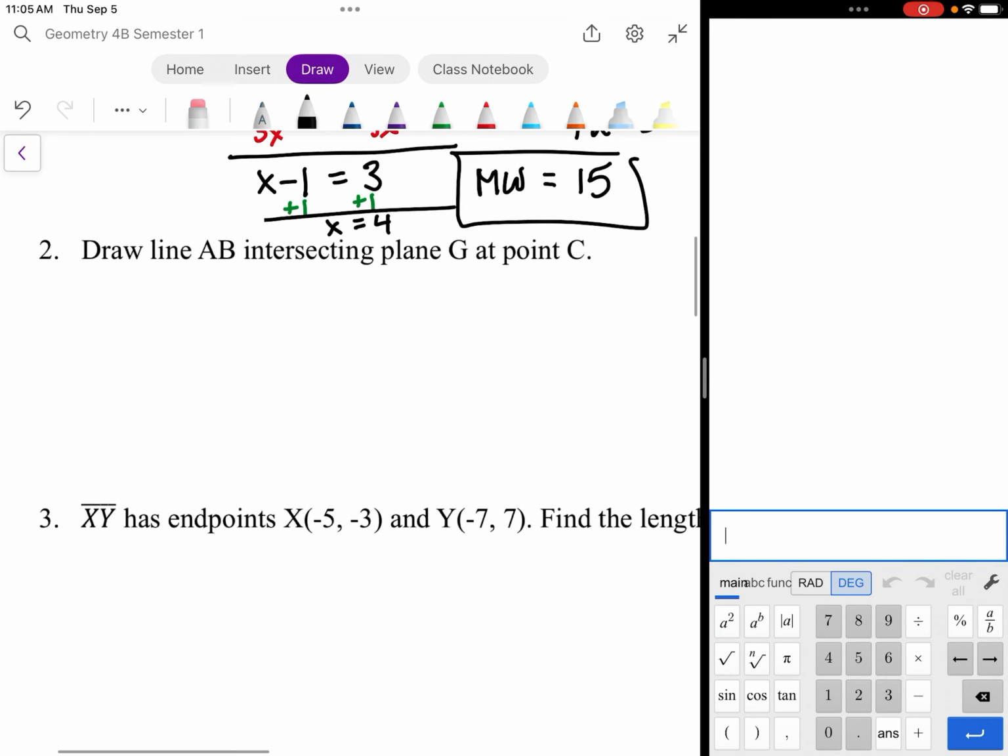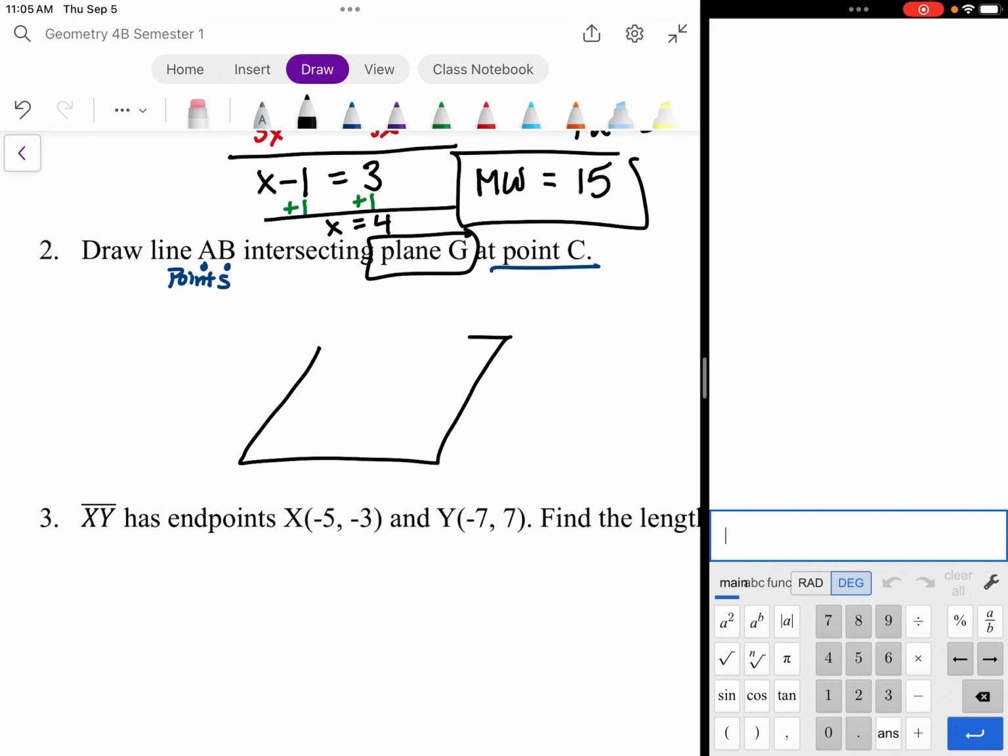For number 2, they want us to draw a line AB. So when a line is named with 2 points like this, or 2 capital letters, each one represents its own point. So we're going to have point A, and then we're going to have point B. And it's intersecting plane G at point C. So we have a total of 3 points, A, B, and C. Then we have our plane, which is plane G. That's what we're going to draw first, our slanted rectangle, with a capital letter in one of the corners. Then the line is going to be intersecting the plane at point C. So somewhere on the plane, we'll put point C.